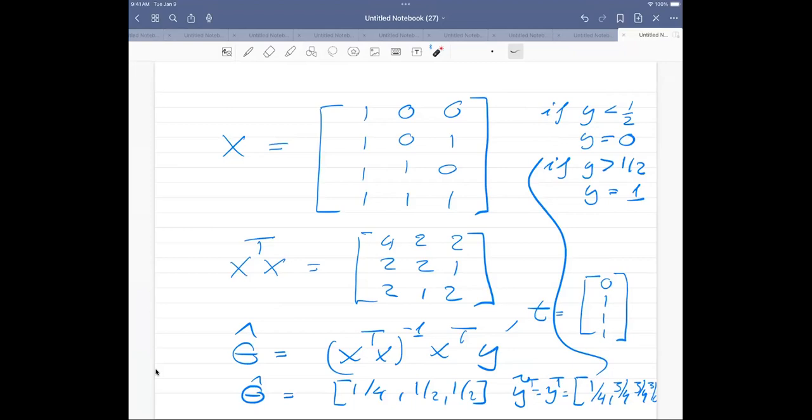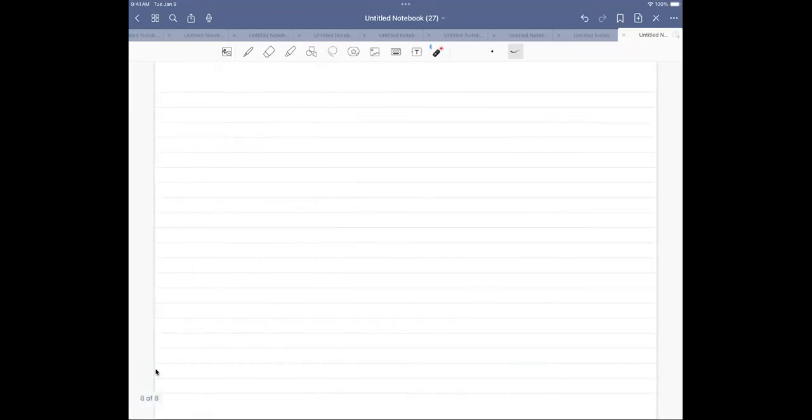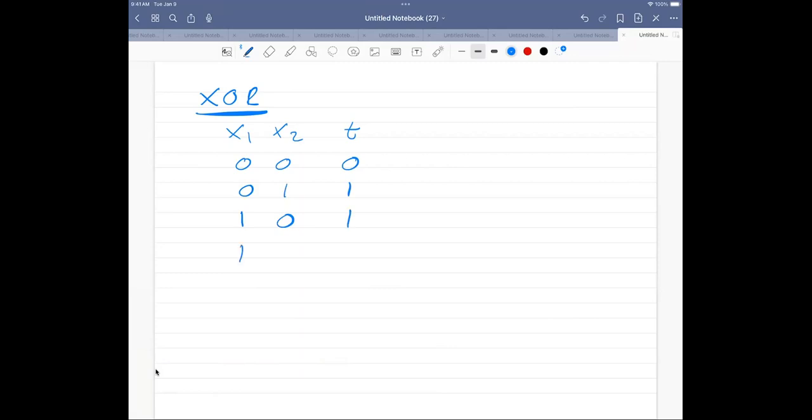Let me show you another gate. There is a famous gate, which is called an XOR gate. And that has a different type of result. So we are feeding in x1 and x2, and we get an output. If you have 0, 0, it gives 0. If I have 0, 1, it gives 1. If I have 1, 0, it gives 1. And then I have 1, 1, it gives 0.